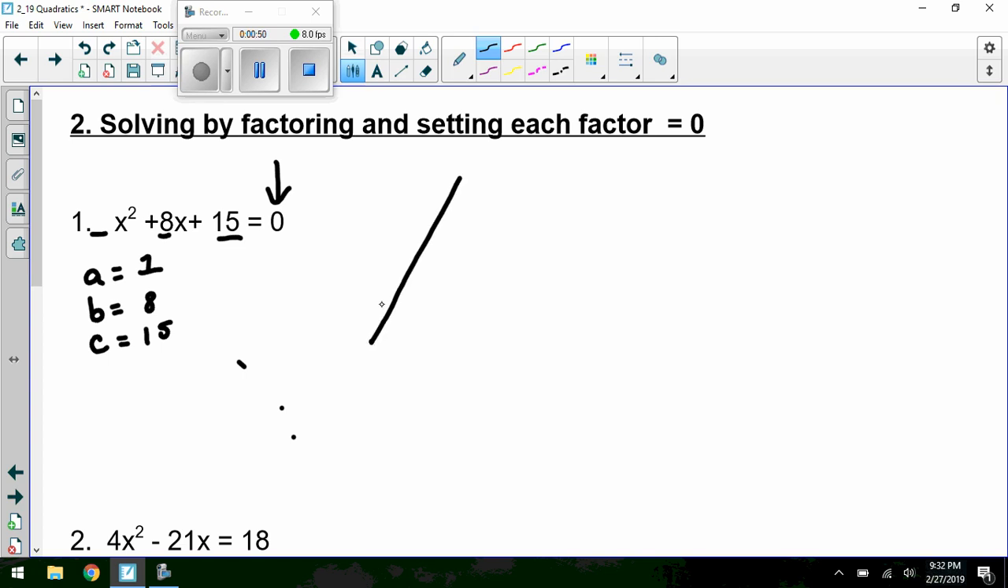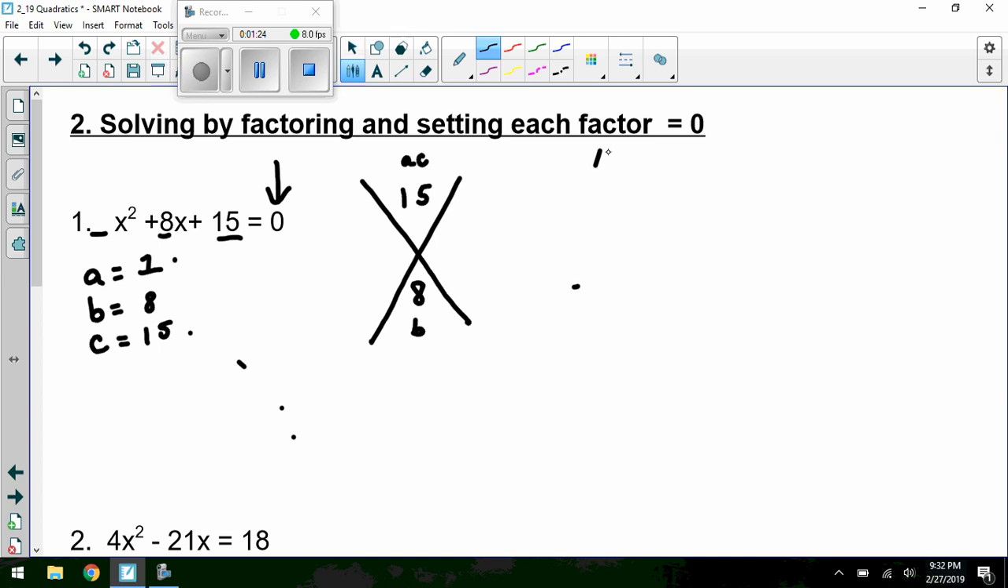I do that because when I make my x box, it's A times C that goes in this top corner here. So A times C, 1 times 15, is just 15. And then here I'm going to put my B, that's my 8. So we want to look for numbers that multiply to give you 15 and add to give you 8.